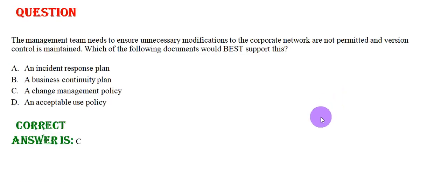A management team needs to ensure unnecessary modifications to the corporate networks are not permitted and version control is maintained. Which of the following documents would best support this? Option A, an incident response plan. Option B, a business continuity plan. Option C, a change management policy. Option D, an acceptable use policy. The correct answer is option C.